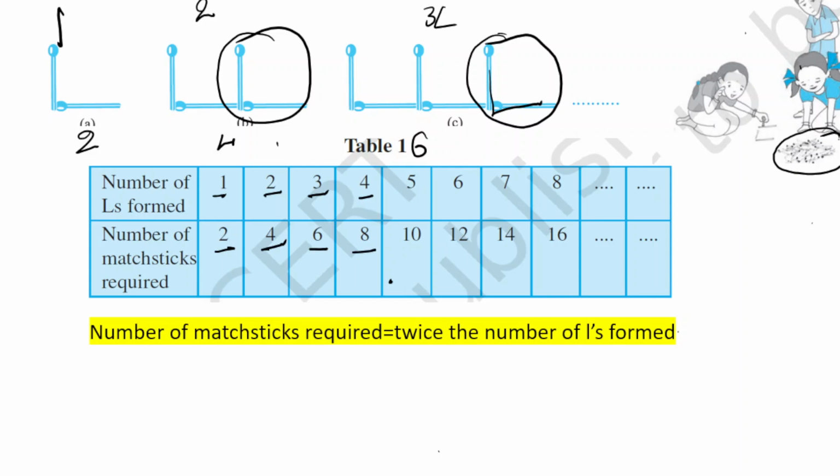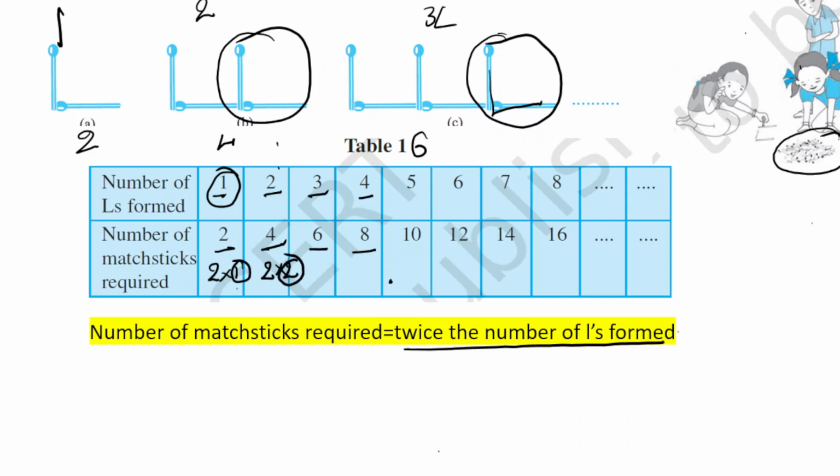By keenly observing this table, we can say that the number of matchsticks required is twice the number of L's formed, because here this 2 can be written as 2 into 1. Here this 1 is nothing but the number of L's formed. And the number of matchsticks required for forming 2 L's is 2 into 2, that is equal to 4.